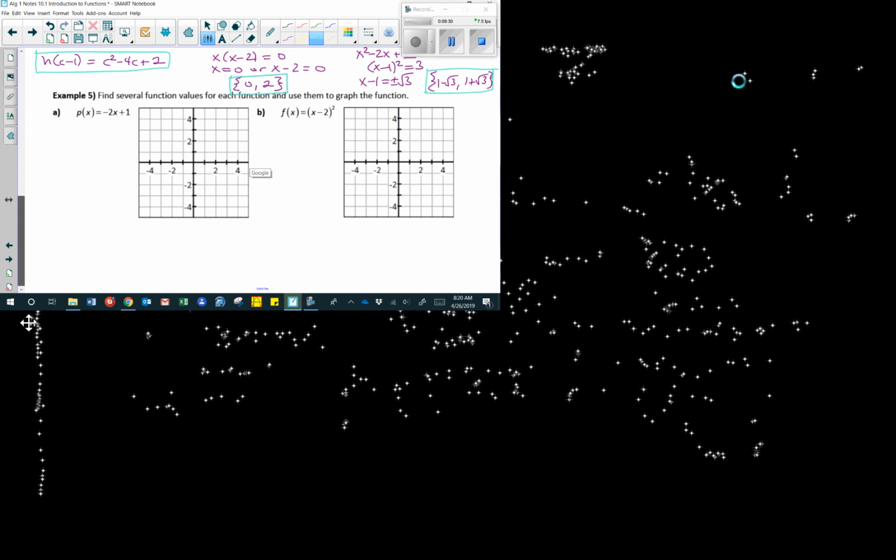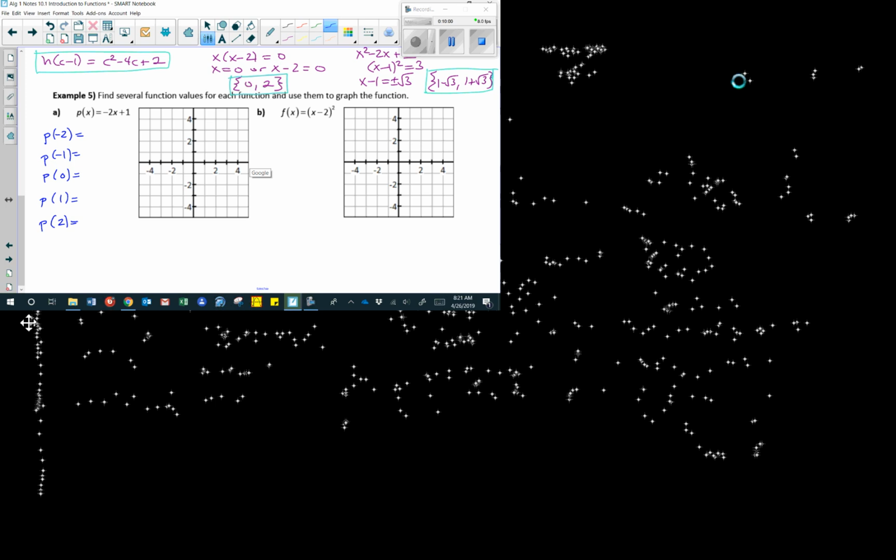And now a couple more examples. We're going to find several function values and then use those to graph an equation or graph the function. So p of x is equal to negative 2x plus 1. I can just replace x with several values, and then find what the output values are for those input values.